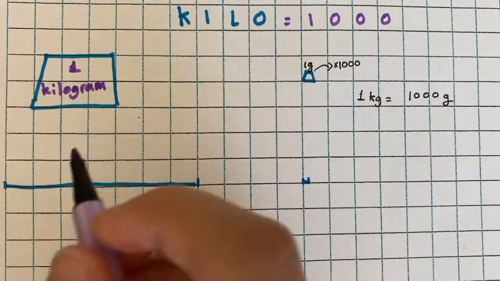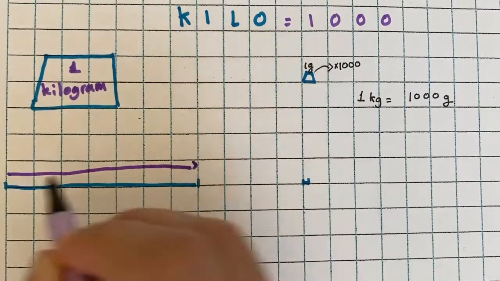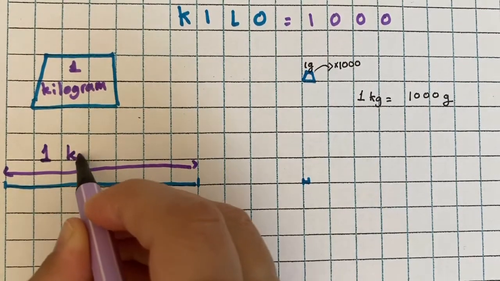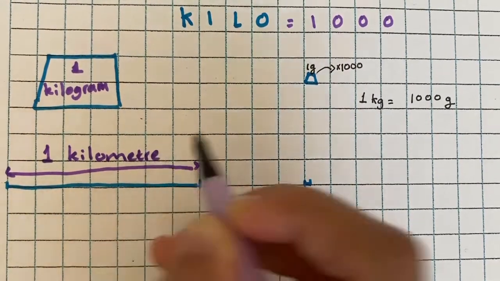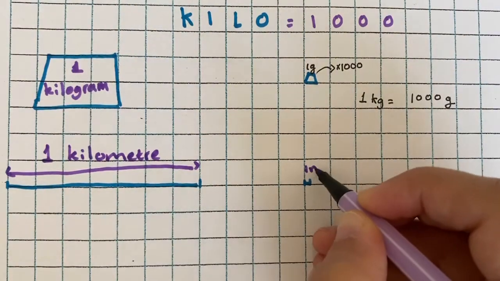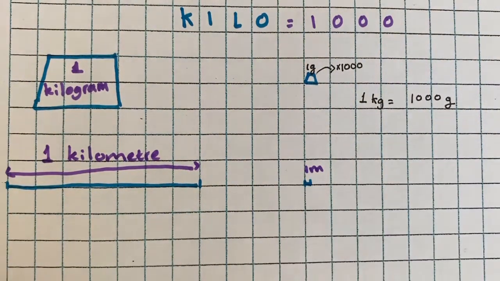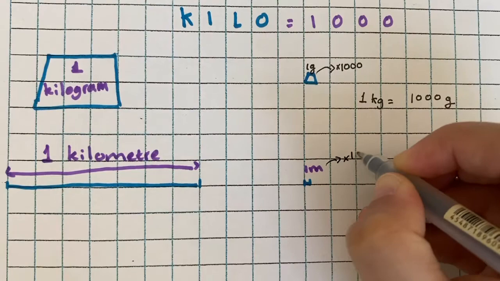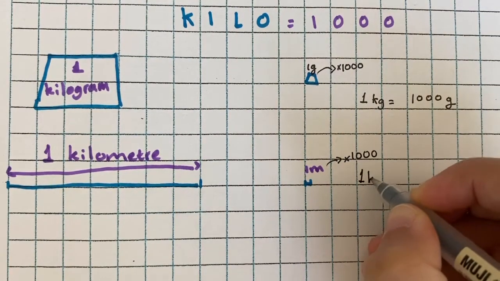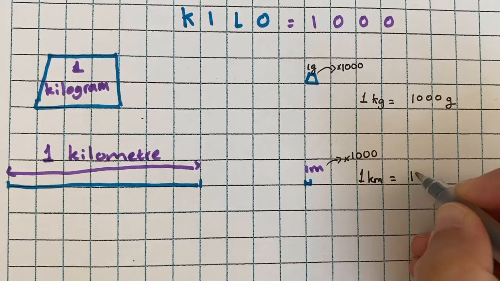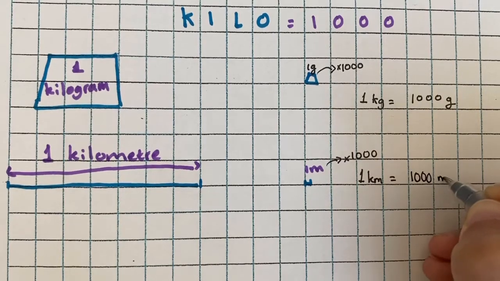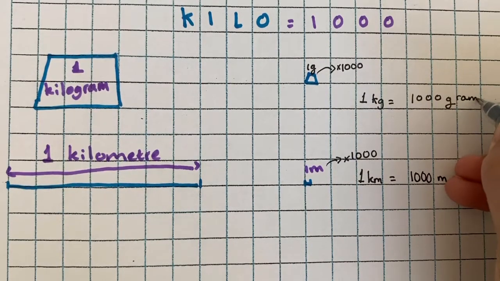You will also have seen a kilo in kilometre. So this is not to scale, but let's say here we have 1 kilometre and here we have 1 metre. So 1 kilometre is like saying 1,000 of the 1 metres. So 1 kilometre is equal to 1,000 metres.